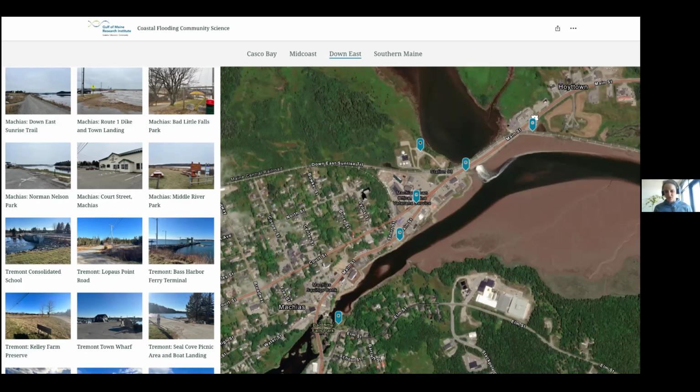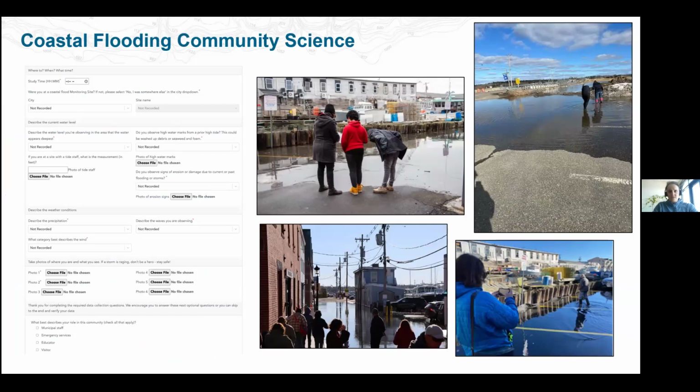So that's a really great opportunity to use community or citizen science. So we worked with the National Weather Service to come up with a protocol where we send people out, either as a part of a classroom, individually, or as part of an event hosted by the community, to go out and make observations and take photos and describe weather conditions around flooding events.